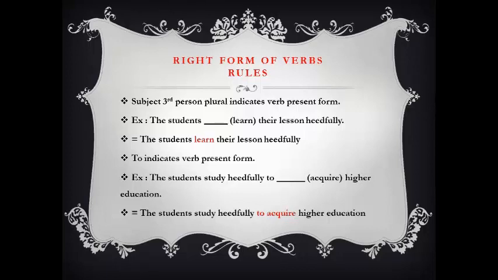Next, to indicates verb present form. So we know after to, verb present form is used in a sentence. The students study heedfully to acquire higher education. What is the answer? Yes, the answer is to acquire. The students study heedfully to acquire higher education.